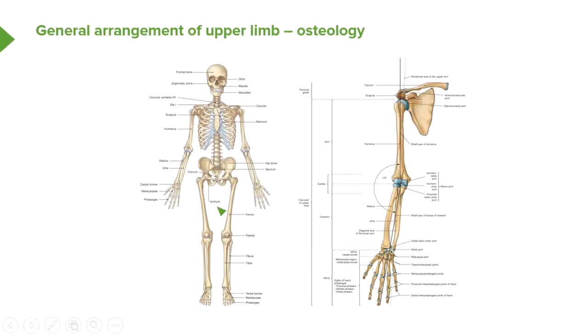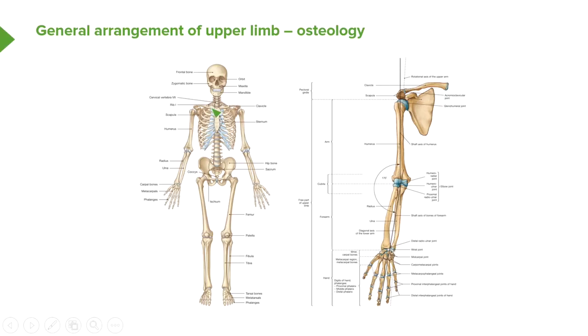We can see here we have the axial skeleton. So this axial skeleton down here constitutes your vertebral column. We can see radiating from your vertebral column, we have the ribs, and these all form part of your axial skeleton. Attaching to the axial skeleton for the upper limb is the clavicle. And the clavicle forms part of the appendicular skeleton.